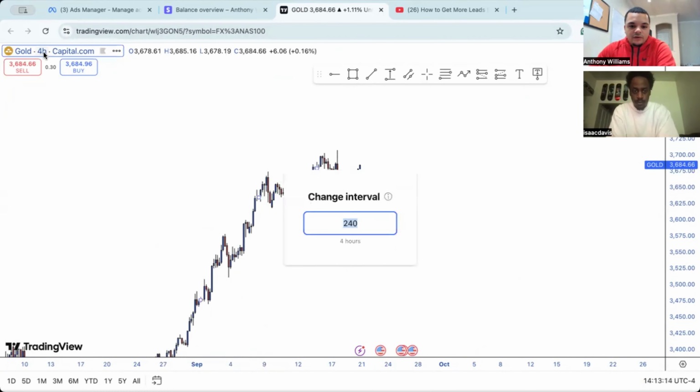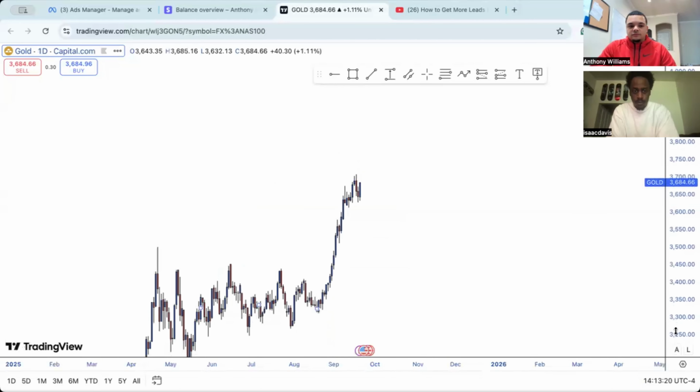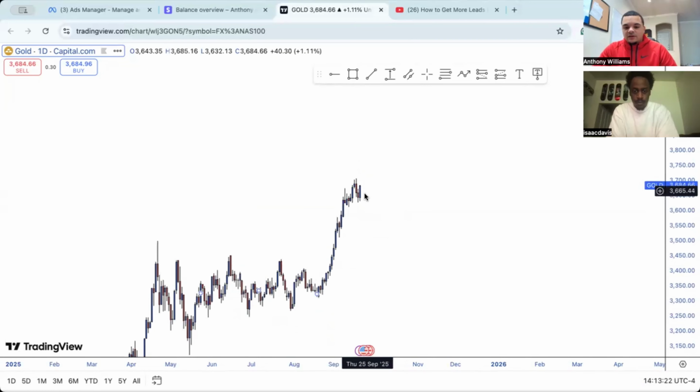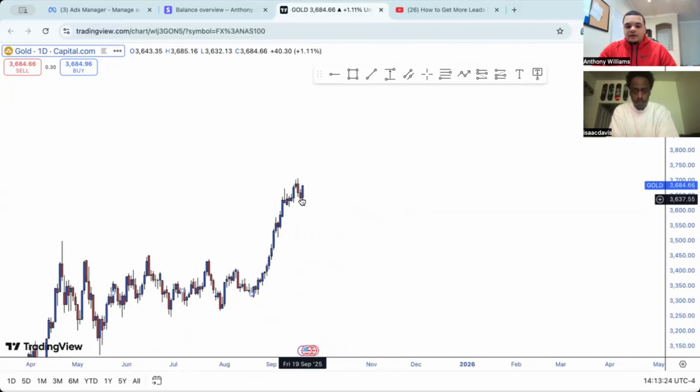So this is a daily. On our daily, each candlestick is 1 day. So 1 day, 2 day. This red one is yesterday. This is the day before, and this is the day before that, and so on over history, years and years and years. All we care about is right here.